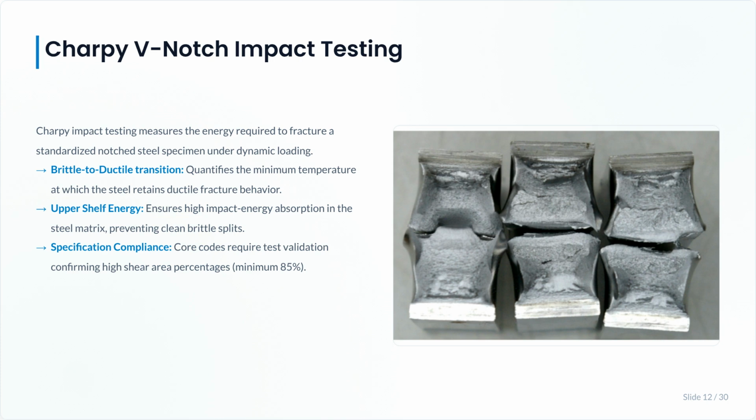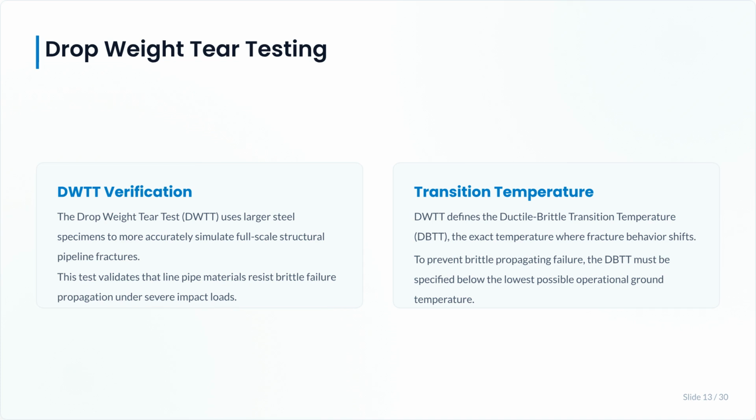Charpy V-notch impact testing is a standard method to ensure steel ductility. It helps identify transition temperatures and ensures the material can absorb enough energy to prevent brittle fractures. Drop weight tear testing, or DWTT, is another vital validation tool. By using larger specimens, it simulates full-scale fractures to ensure the pipeline material can withstand extreme impact loads.